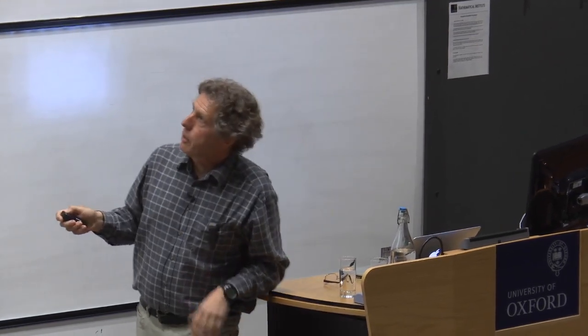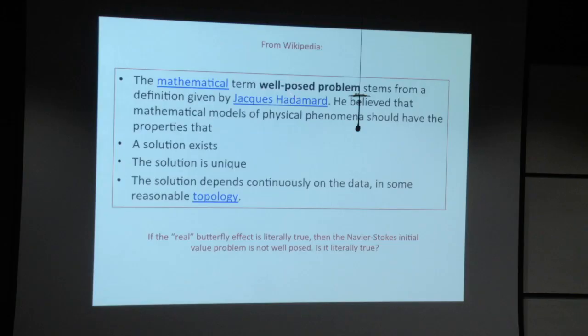Now, in mathematics, problems are referred to as well-posed or ill-posed according to certain properties that they have, apparently from a definition given originally by Hadamard. So problems are well-posed if solutions exist, they're unique, and the solutions depend continuously on the data. This means initial data in our case.